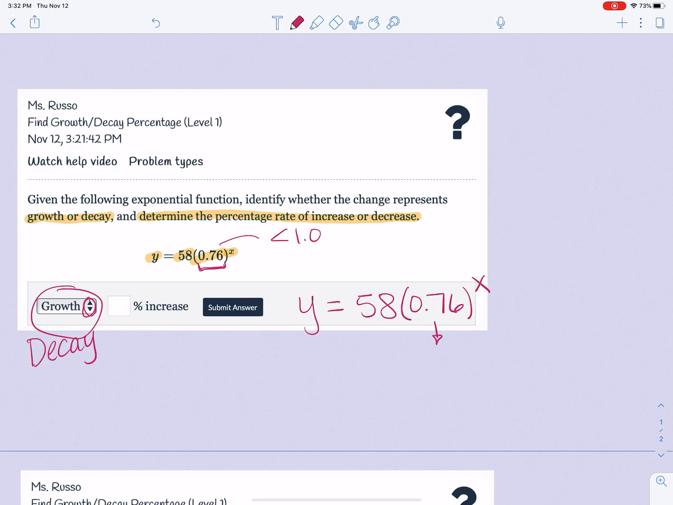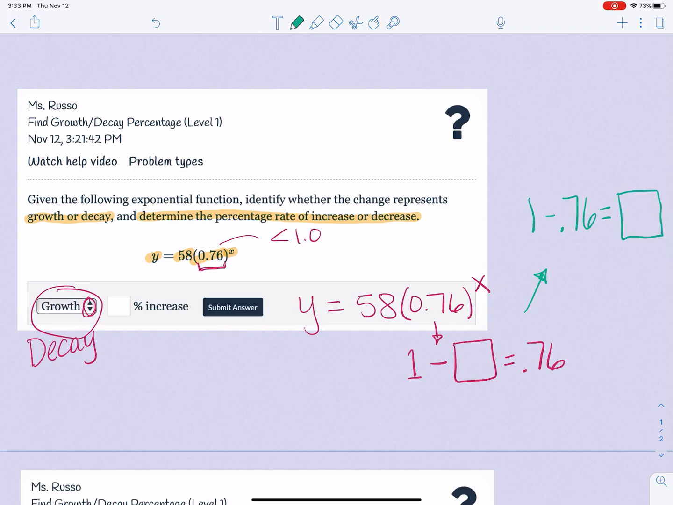But remember, this is 1 minus something equals 0.76. So I almost want you to think of $1. If this is $1 and I've taken away something and I have 76 cents left, how could we figure out what goes inside this box? If I have $1, I take something away and I'm left with 76 cents. Now, we can kind of use what are called fact families to solve this. If I have a 1 and I take away 0.76, I am going to equal that same value that goes inside this box.